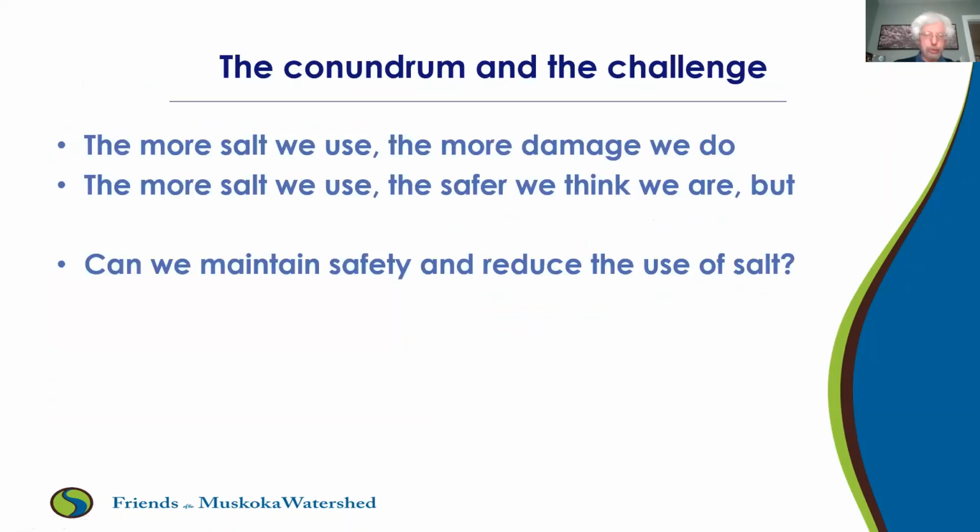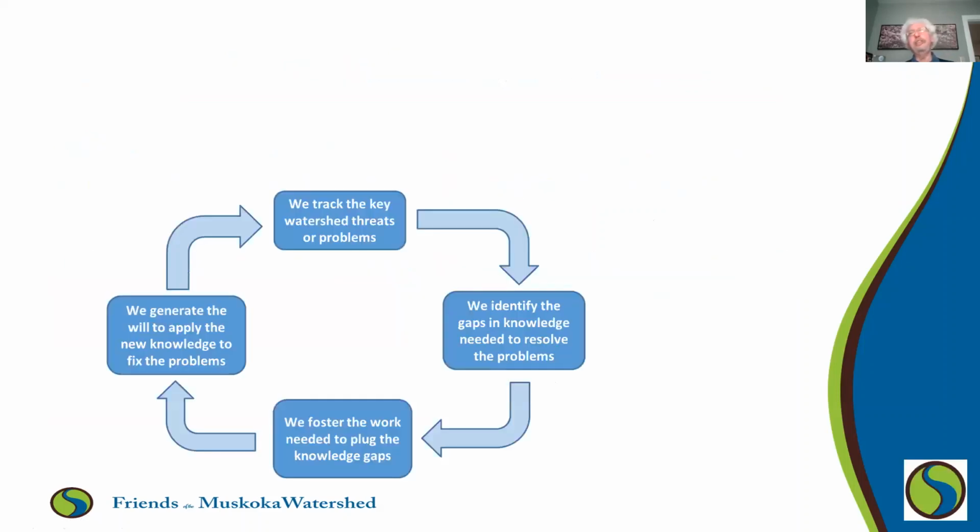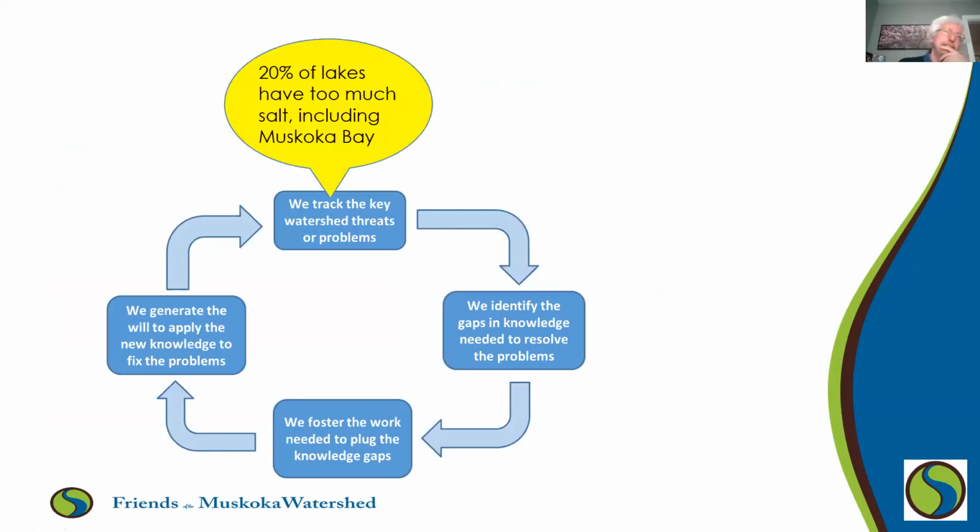So the more salt we use, the more damage we might do. The more salt we use, the safer we think we are, but wouldn't it be nice if we could maintain safety and reduce the use of salt? So let's go back to what the Friends of the Muskoka Watershed would like to do. We're picking road salt as our second issue.